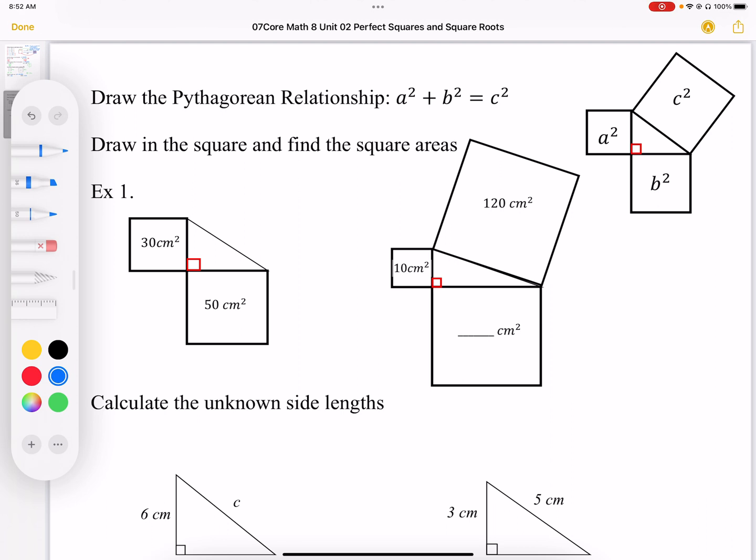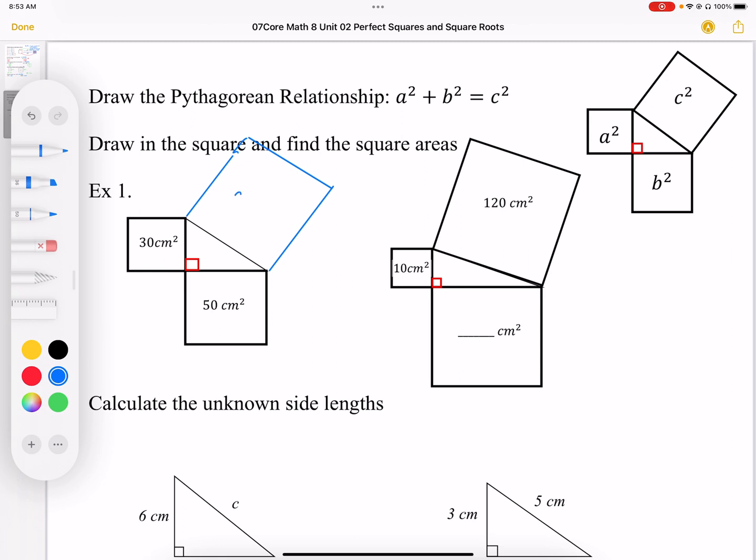So you'll be expected to be able to find the unknown square area. In this case, we've been given the two smaller squares, 30 centimeters squared and 50 centimeters squared. And what we want is to find the area from this side. So this square is going to be 30 plus 50, and we're going to get 80 centimeters squared. So this is a Pythagorean relationship. It allows us to find square areas.